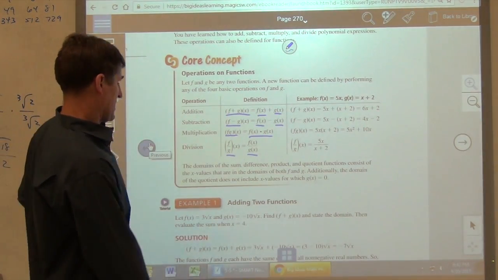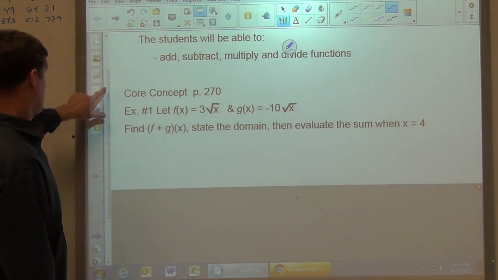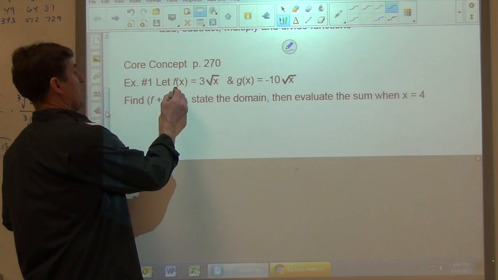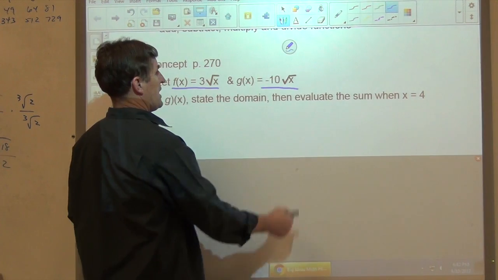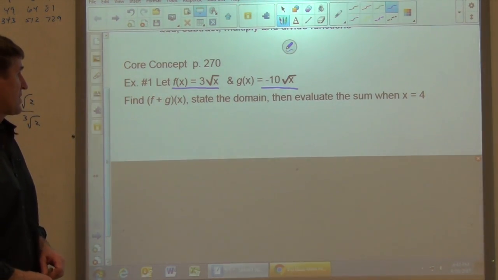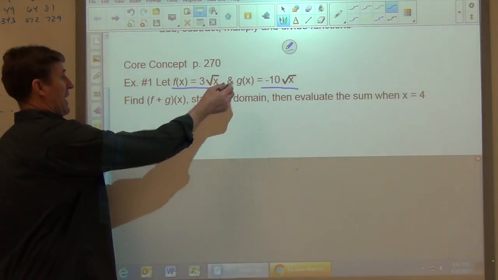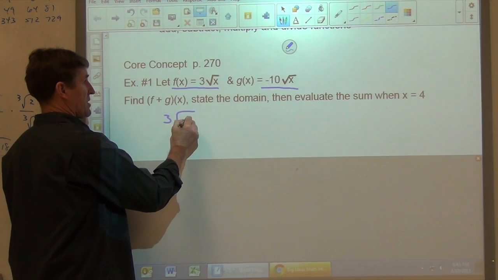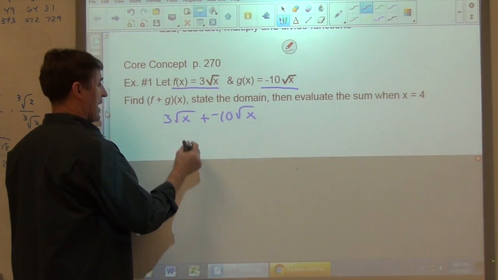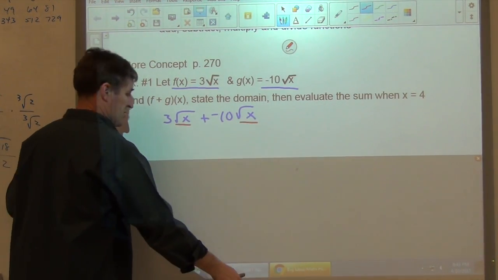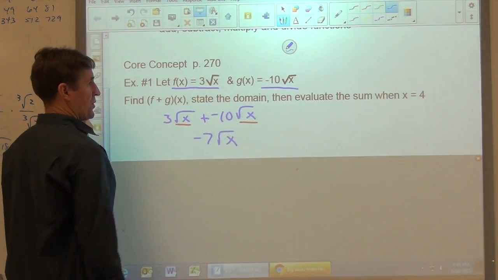So if we look at some examples, example 1 gives us f of x is equal to 3 times the square root of x, and g of x is equal to negative 10 square root of x. It says to find f plus g of x. To do that, we simply add the two together. So 3 square root of x plus negative 10 square root of x. Remember, as long as the radicals are the same, we just add the numbers in front. So we get 3 plus a negative 10 is negative 7 square root of x.